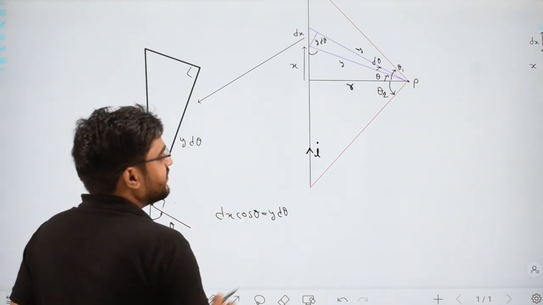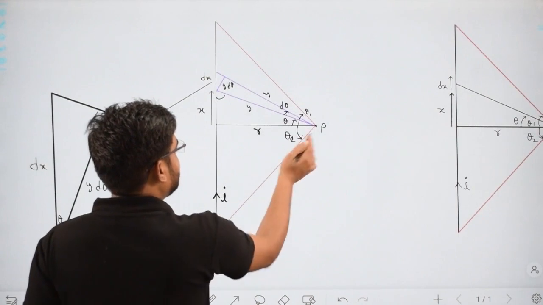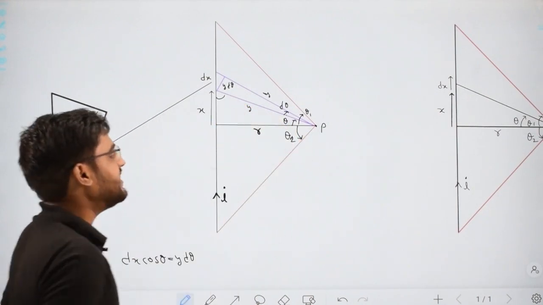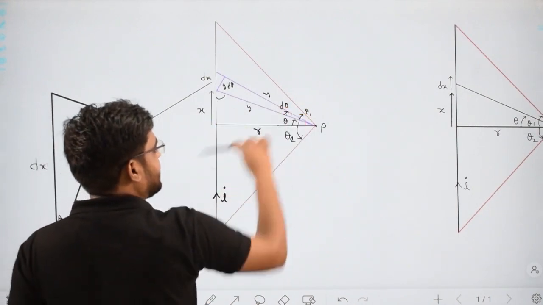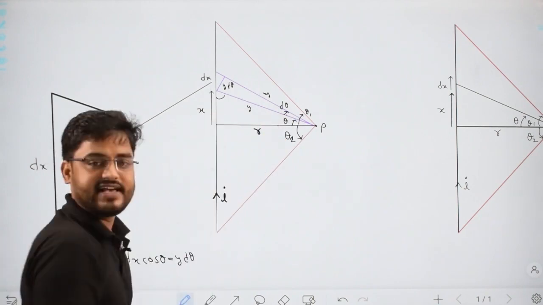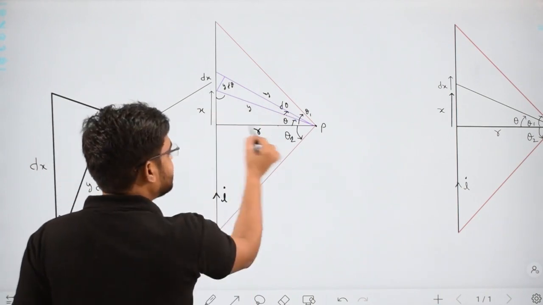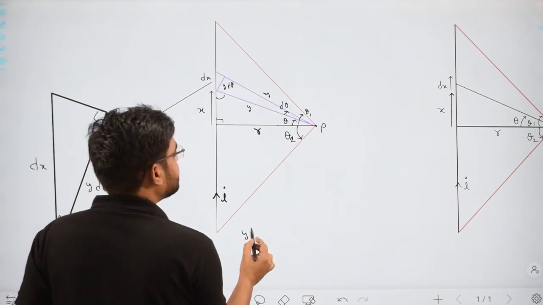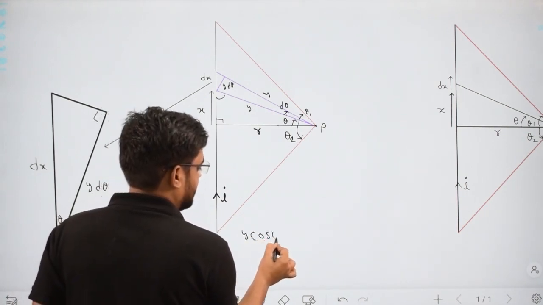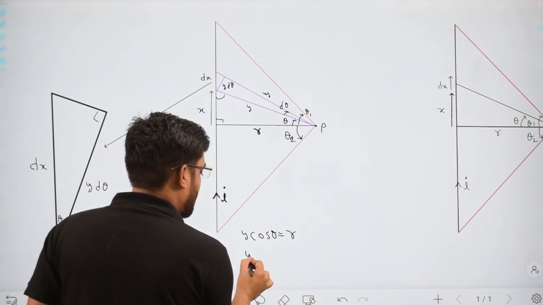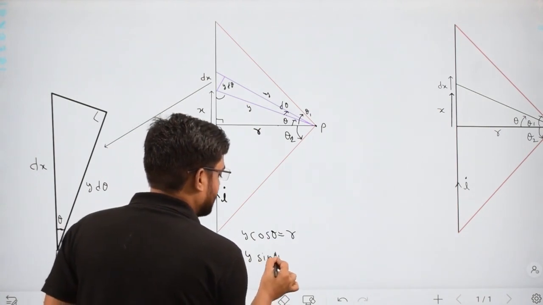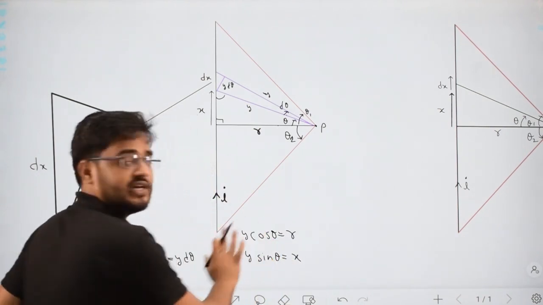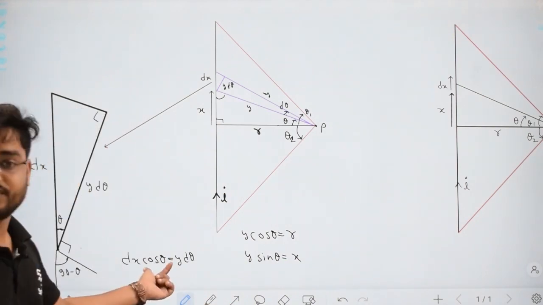One more thing we will be using from this triangle. I will say that y cos theta is r and y sin theta is x. I am simply using this right angle triangle. Here, this is the right angle. So y cos theta, that's my r, and y sin theta, that's my x. Two more relationships we got over here, and one relationship we got before.